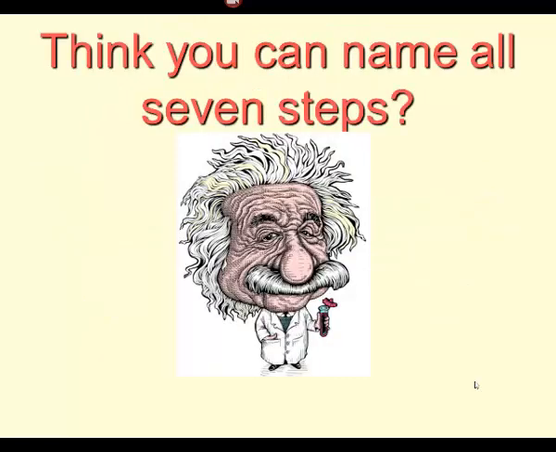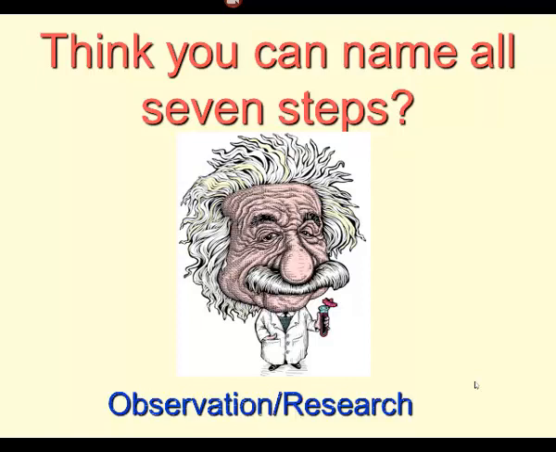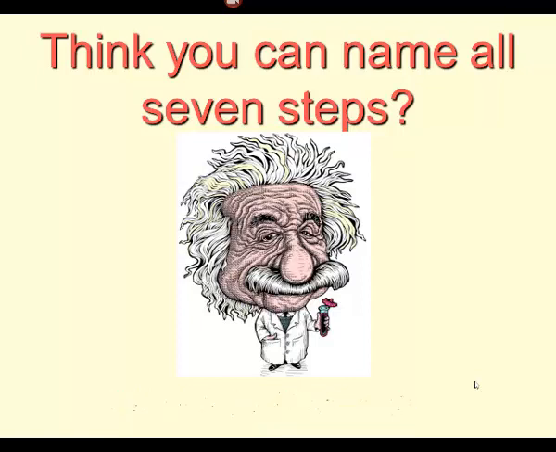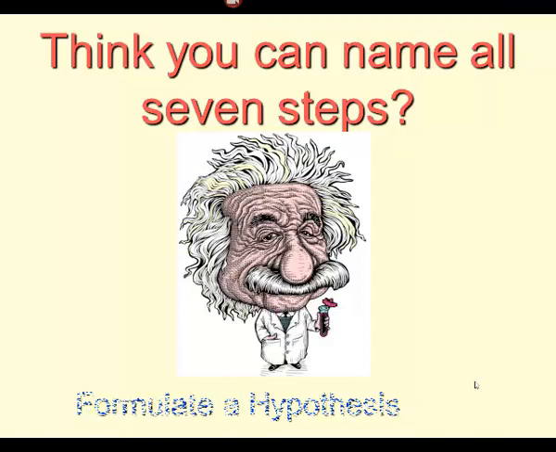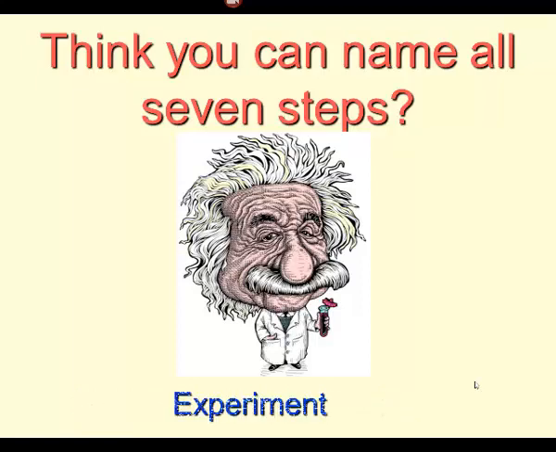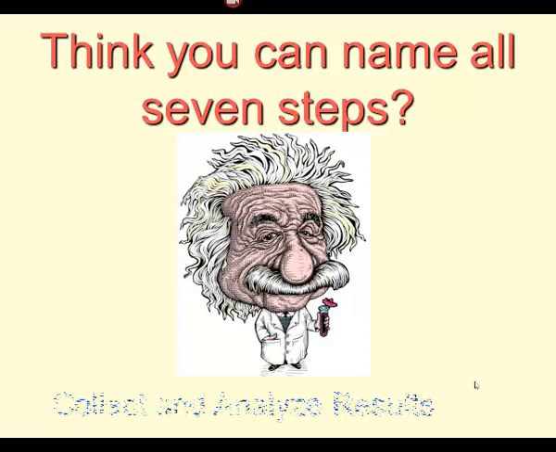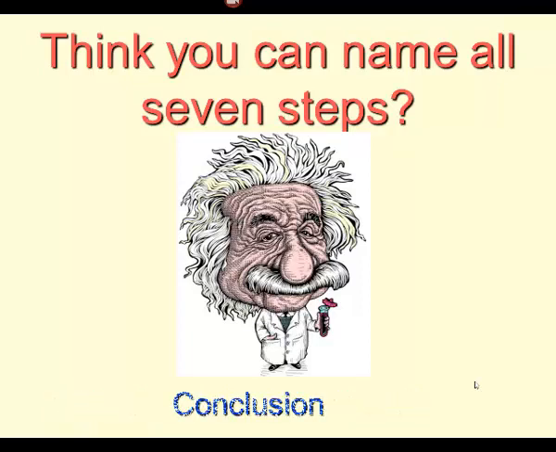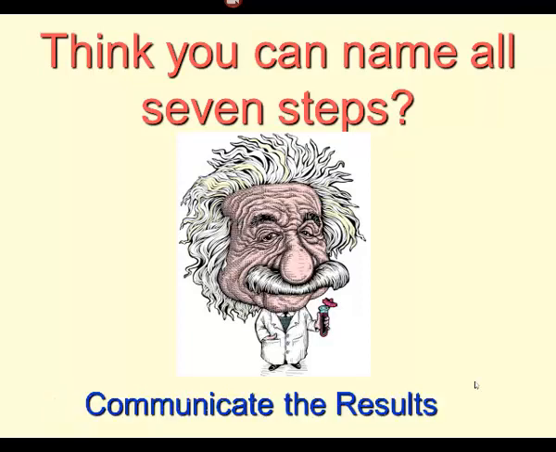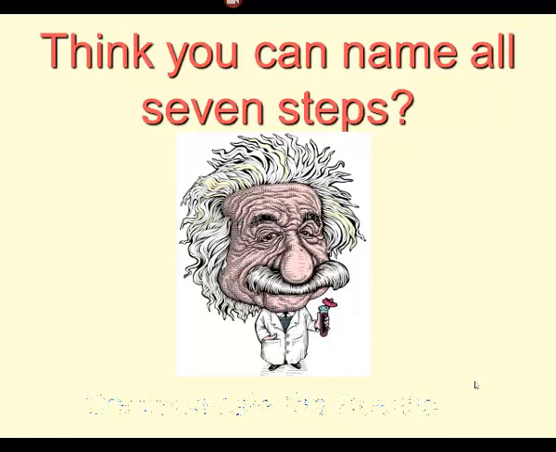So all of the steps, all 7 steps, can you name them all now? Problem, question, step 1. Observation and research, step 2. Step 3, formulate a hypothesis, remember in an if-then statement. Step 4, an experiment. Step 5, collect and analyze results. Step 6, the conclusion. Step 7, communicate the results.